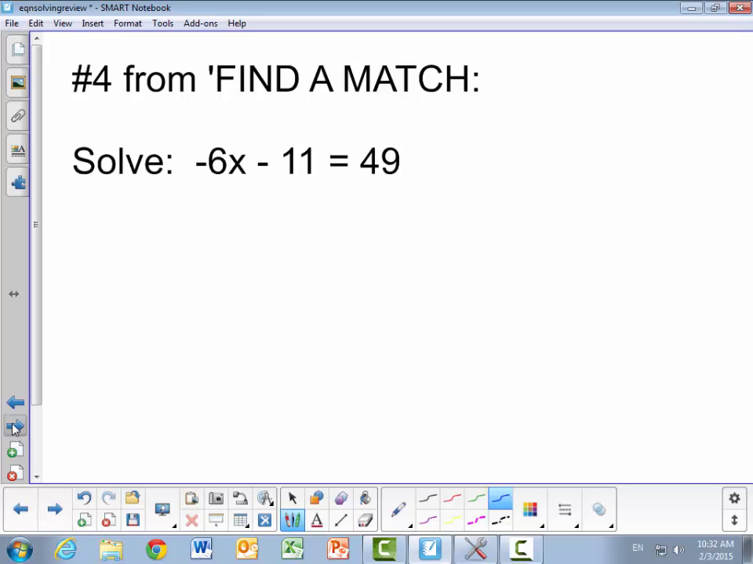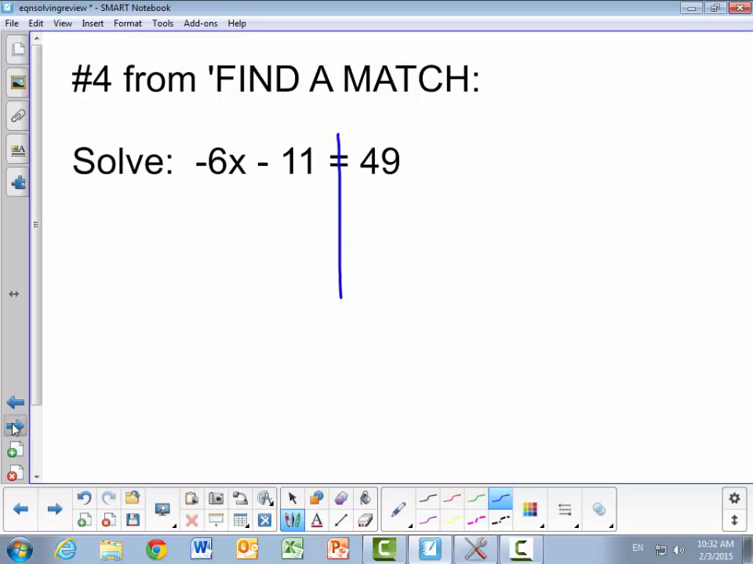We're going to try another one that's not on the front sheet. If you flip your page and go to the find a match puzzle and look at question 4, I thought I would do that question with you as another example. You may want to pause it here and try it first on your own.